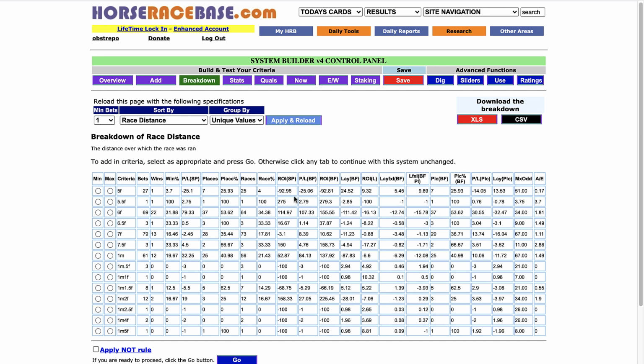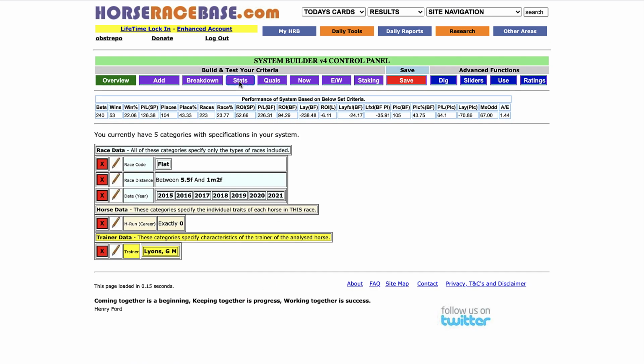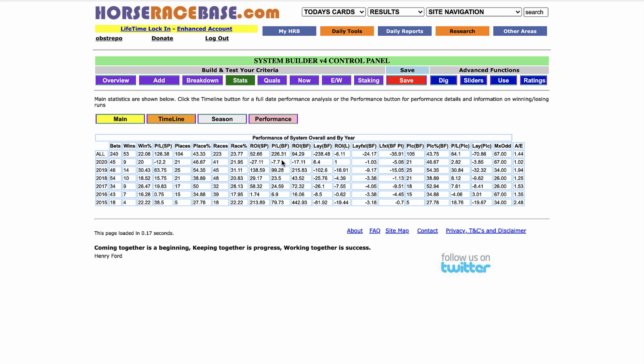That's a bit more like it. So yeah, so we would have been excluding 5.5 furlongs by clicking on that one. So I'm going to include 5.5, and I think I will exclude the ones above 1 mile 2 furlongs as well. Let's have a look at that. That has reduced the losses from 2020. It's looking quite consistent over the rest of the years.